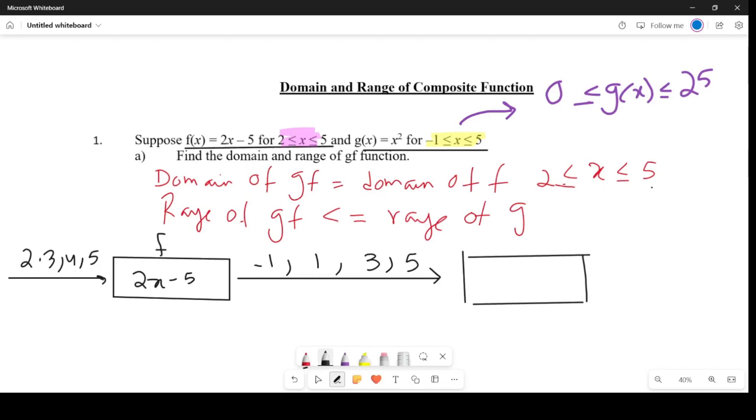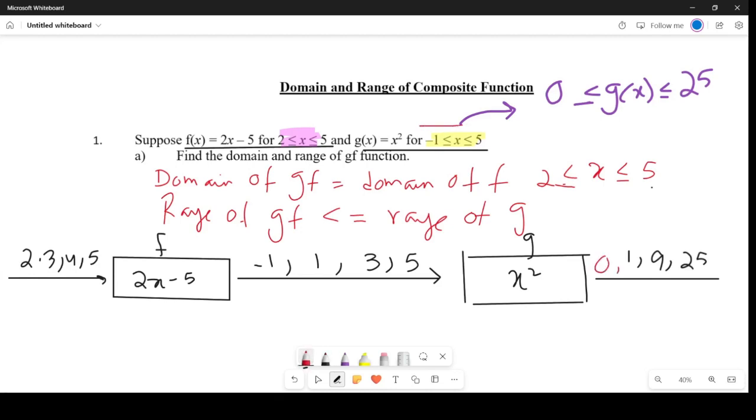Okay. So this is G, which is x square. अब इसमें 0 भी आएगा, by the way. -1 का square is 1. 1 का square, still 1. Square of 3 is 9. Square of 5 is 25. Also, you have to include 0 here.